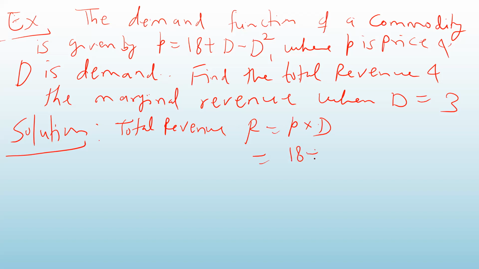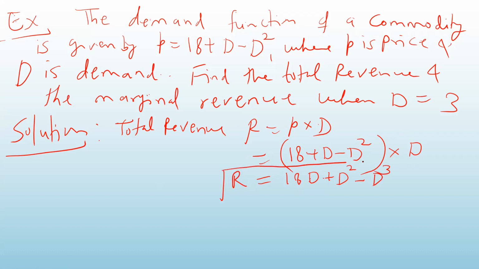It is 18 plus D minus D square. So in place of P, I will write this whole expression, because P is this whole. Put the bracket because P contains more than one term. Now multiply this bracket by D. So you will get 18D plus D into D will give you D square minus D square into D will give you D cube. So revenue is equal to this.